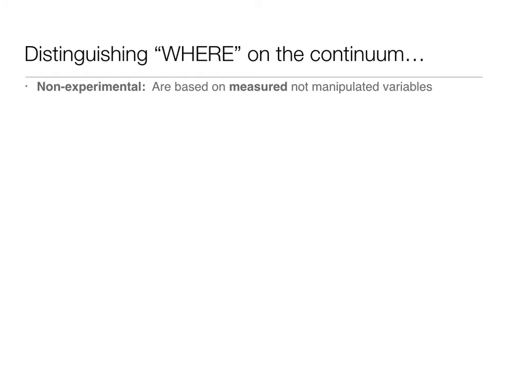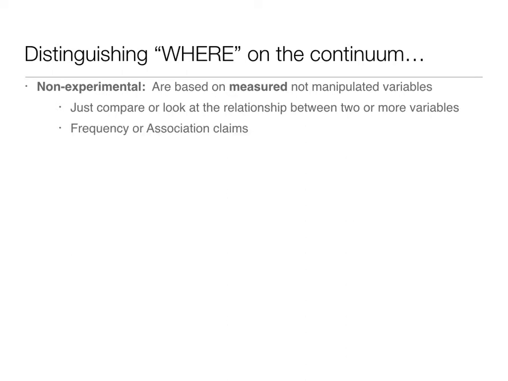So distinguishing where on the continuum, again, these non-experimental designs are going to be measured, not manipulated. So we're only measuring things in non-experimental designs. They're either just looking at the relationship between 2 or more variables, or they're just measuring how often something's happening. Again, these are those frequency and association claims.